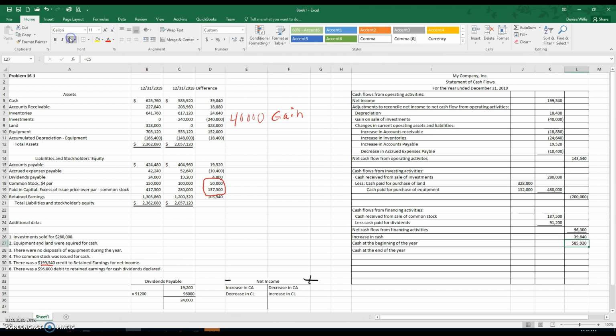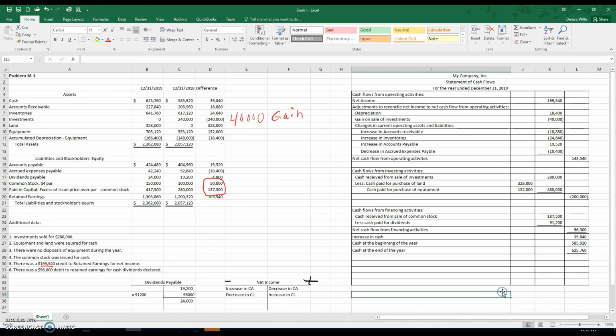Okay. So this equals cash at the beginning of the year plus our change in cash, or 625,760. I'm going to underscore that. I'm going to double underline it. Okay, that 625,760. Look over here. That matches our cash at the end of the year. Okay, so we have finished our statement of cash flows.